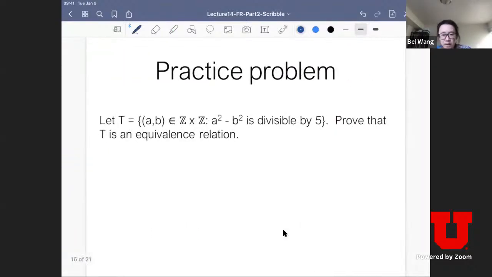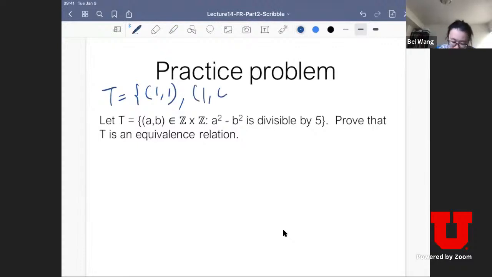So now let's look at a problem. I have a squared minus b squared is divisible by 5 as a way to define elements in the relation T. So let's look at what might be in T. For example, (1, 1) is in T, because 1 squared minus 1 is 0, and that is divisible by 5.